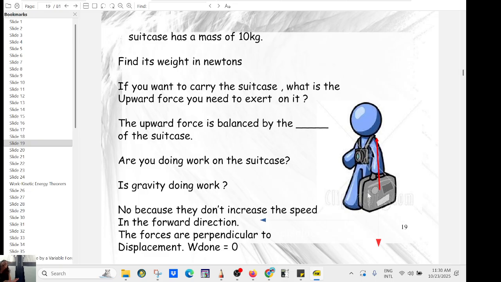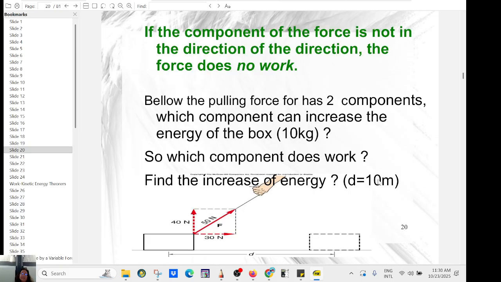So this is a typical conceptual question. If you are taking the MCAT, they love those questions. Are you doing work on the suitcase? No, even though you are tired. That's why in physics, work doesn't have the same meaning. Doing work means changing the speed. If the suitcase is not going faster or slower, then you are not doing work on it. You are doing work on the molecules around you. So it's not that easy.